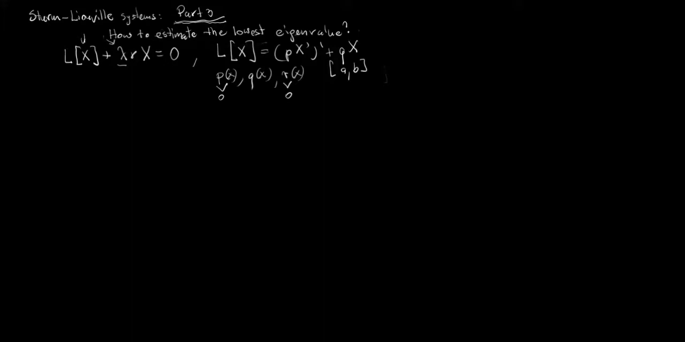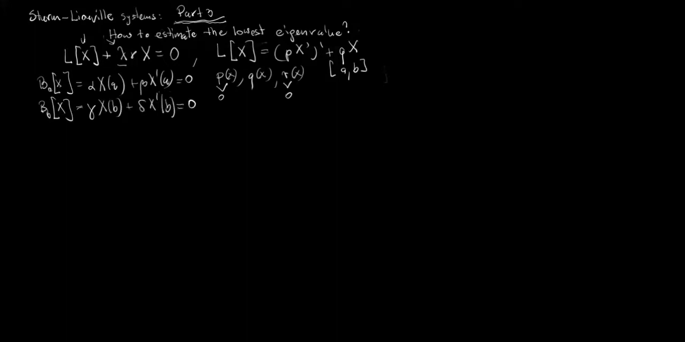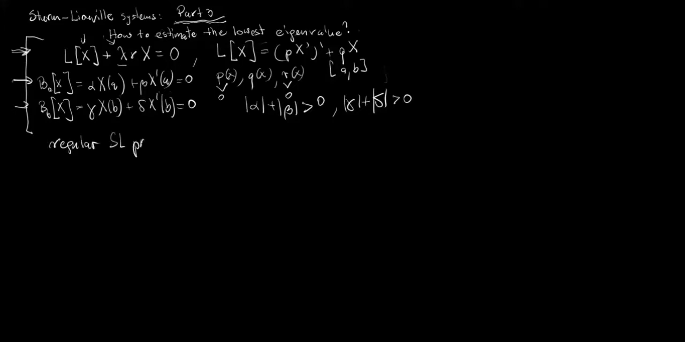to a constant lambda, satisfying the boundary conditions, which are with constants alpha, beta, gamma, delta, such that alpha plus beta is greater than 0 and gamma plus delta is greater than 0. And if we have a function x satisfying this ODE and these boundary conditions, we say that we have a solution to the regular Sturm-Liouville problem.